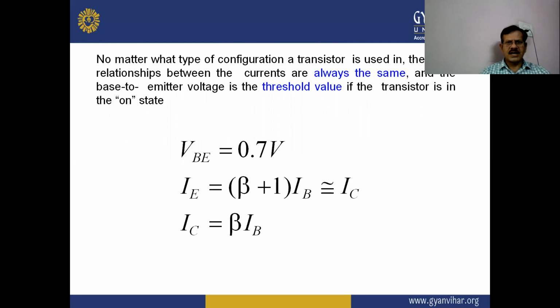No matter what type of configuration a transistor is used in, the basic relationships between the currents are always the same, and the base-to-emitter voltage is the threshold value if the transistor is in the on state. So VBE equals 0.7 volt, and emitter current IE equals (1 plus beta) IB, approximately equal to IC. So IC equals beta IB. This is the relation between IC and IB.